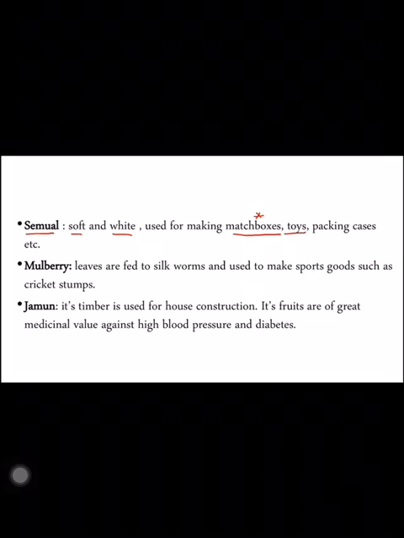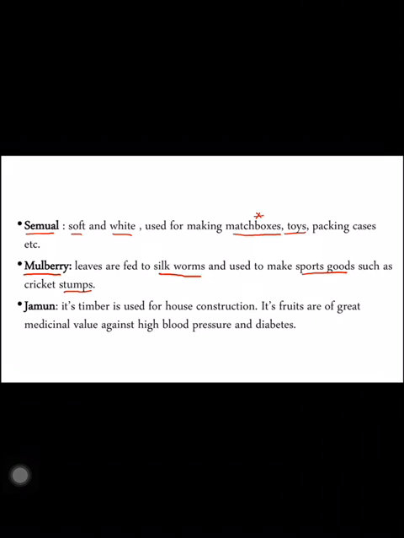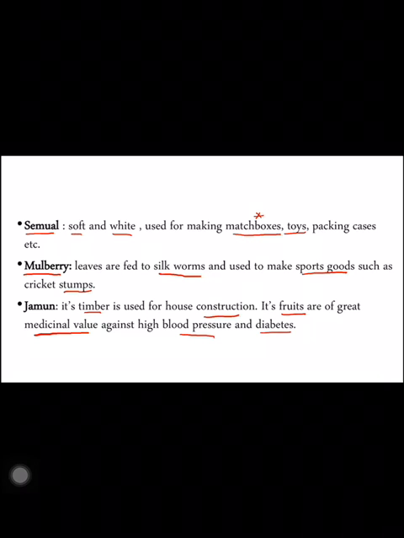That is simul. Mulberry is another variety, whose leaves are fed to silkworms and is very popular in the silk industry. You can even make sports goods out of the mulberry tree, like your cricket stumps. And jamun, its timber is used for house construction. And the fruit, jamun, is very very important. It has a great medicinal value against blood pressure and diabetes.